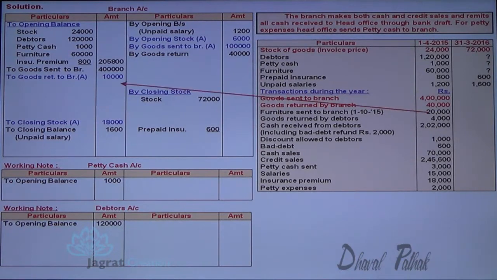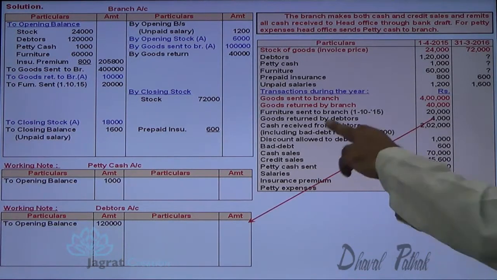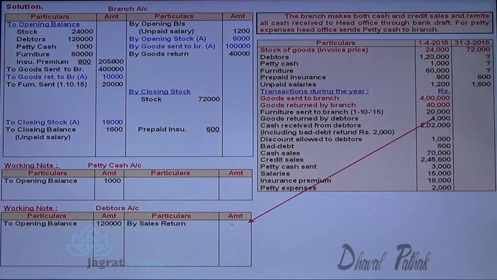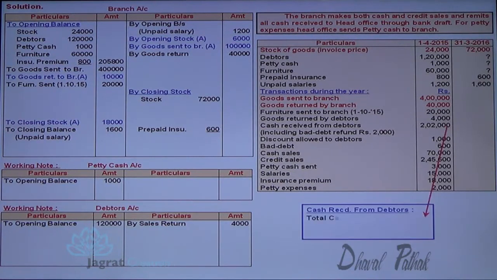Furniture sent to the branch, account debit to furniture account. Goods returned by debtors. It is a transaction between branch and debtors. It will not appear in the branch account. Debtors account will be credited in a working note. Cash received from debtors 2,02,000. That includes bad debt recovered 2,000. So cash received from debtors 2 lakh.